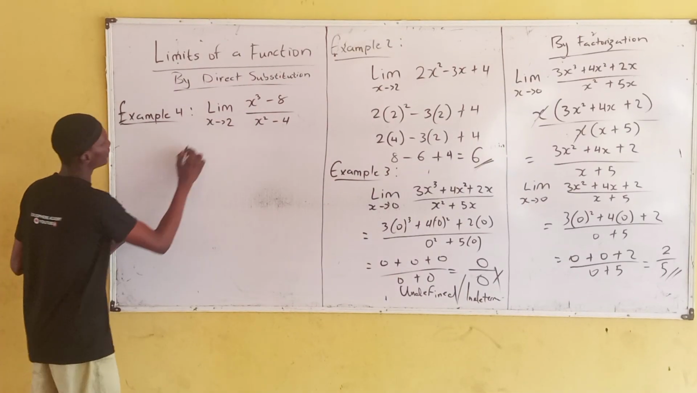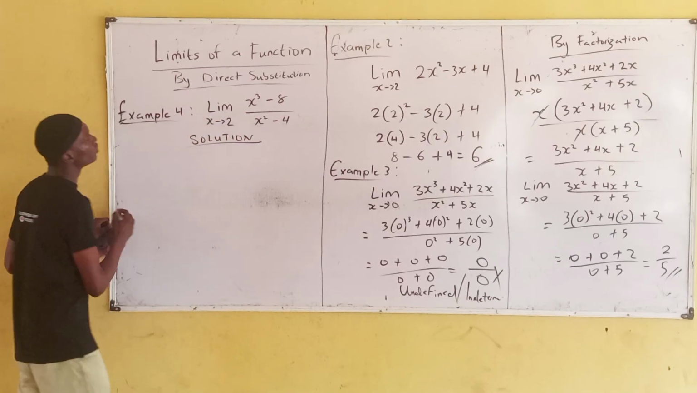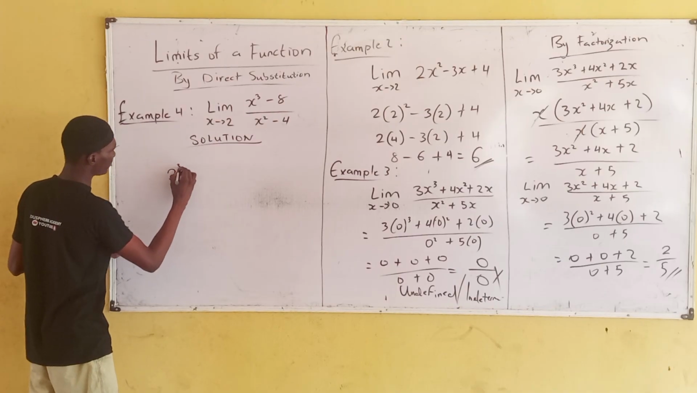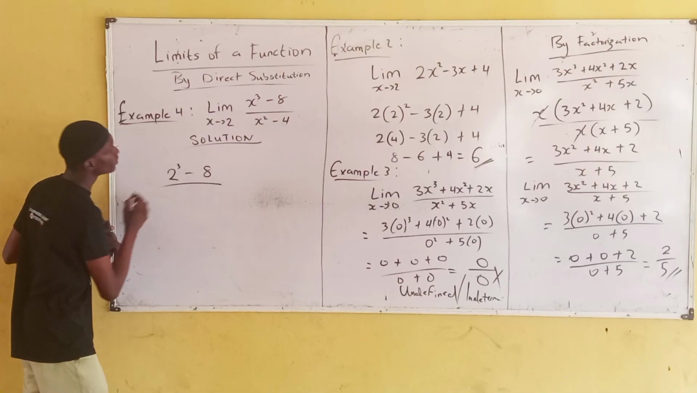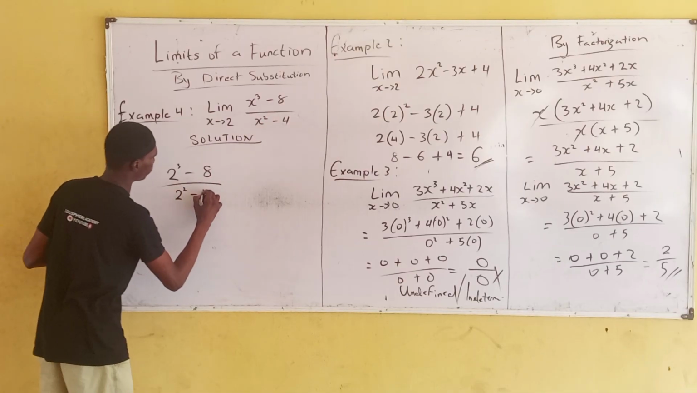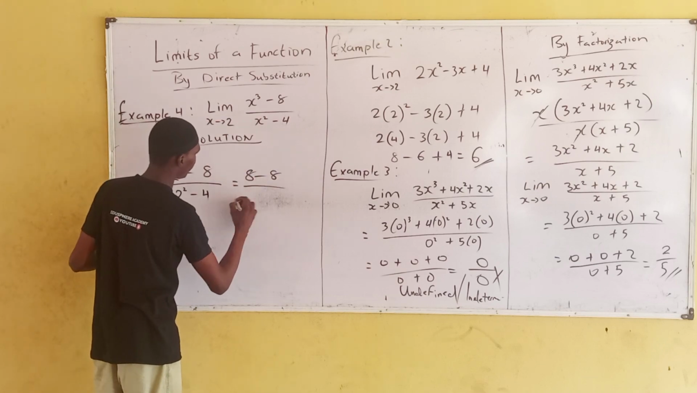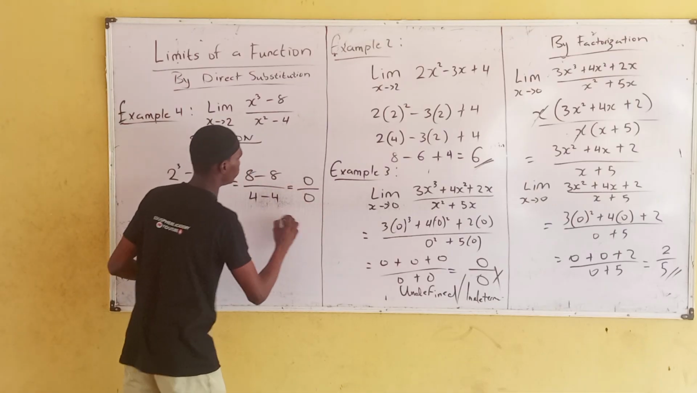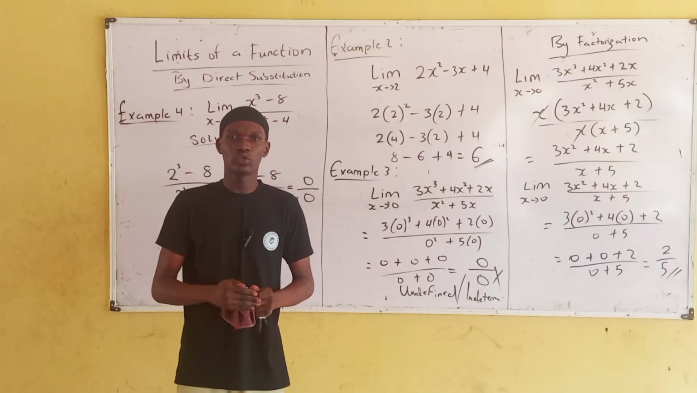Solution. When we use direct substitution, we have 2 raised to the power 3 minus 8 over 2 raised to the power 2 minus 4. 2 raised to the power 3 is 8, and 2 raised to the power 2 is 4. That gives 0 over 0, which is undefined or indeterminate.